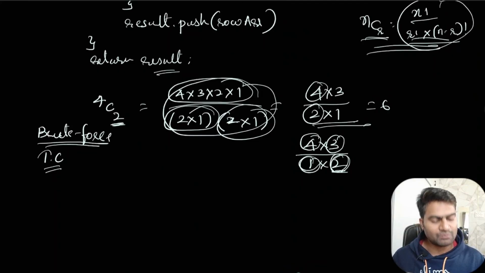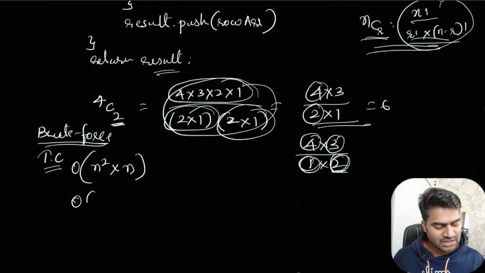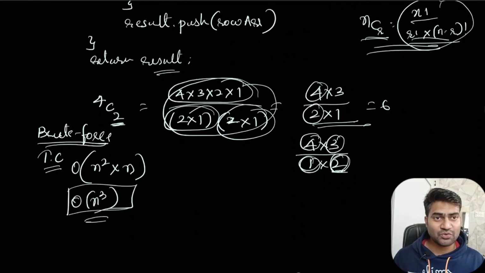Okay, for brute force it is n square for generating all the Pascal array, and at each point again we end up calculating the factorial, right? For each number it is almost n. So it is of order n square into n, which is nothing but order n cube. Okay, this is for the brute force.